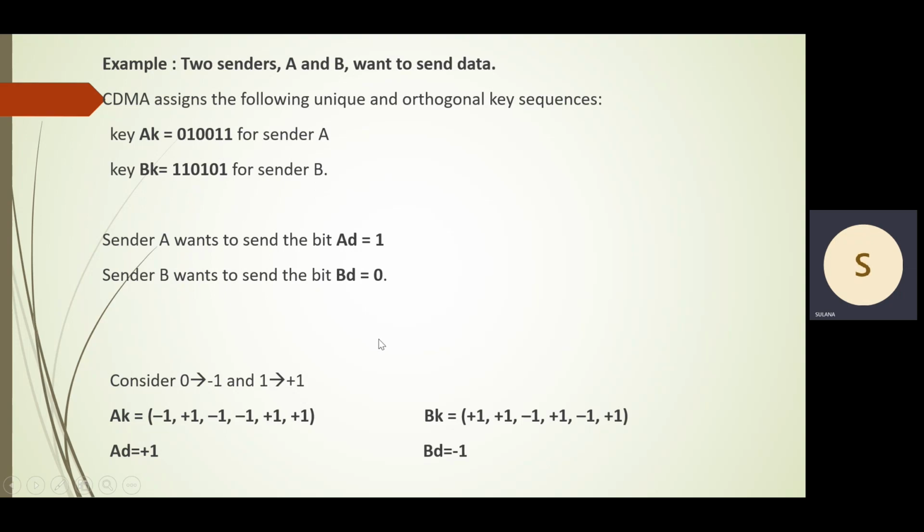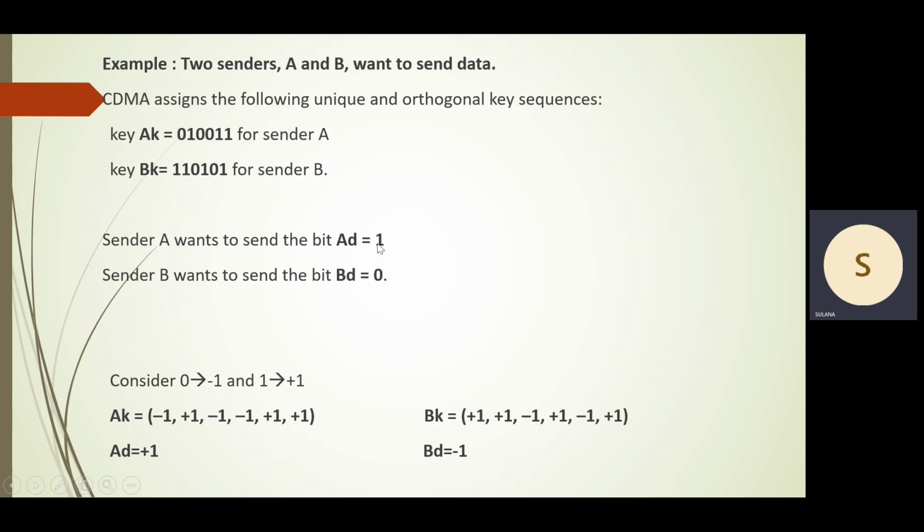Now, when we begin solving this problem, the first thing we need to do is follow the bipolar notation. That is, each 0 is represented as a -1 and each 1 as a +1. We follow this bipolar notation for the data as well as the key values. So A's key, in bipolar notation, this 0 will be represented as -1, this 1 by a +1, this 0 by a -1, this 0 by a -1, these ones by +1. So this is A's key.